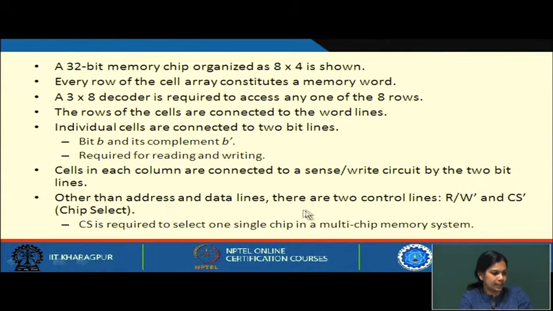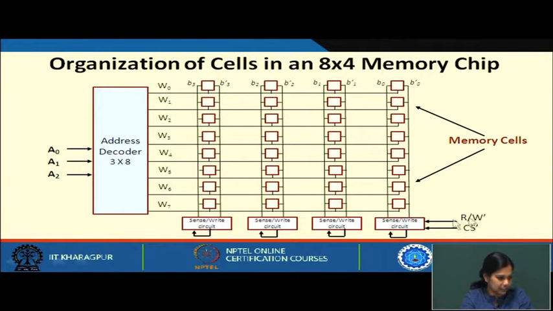Other than the address and data lines, there are control lines, read/write and chip select. Why is chip select required? It is required to select one chip in a multi chip memory system. We will be seeing this with examples later. Basically, read/write and chip select specify whether you have to read the content of one word, or write data into one of these cells.